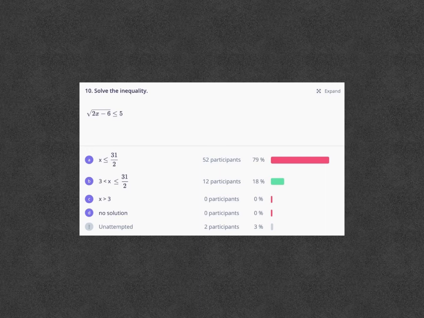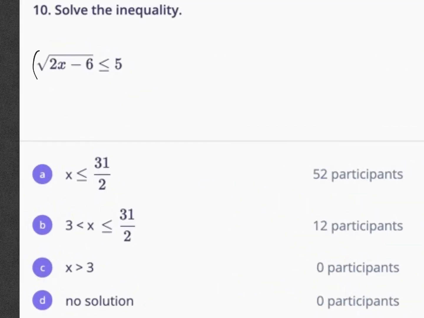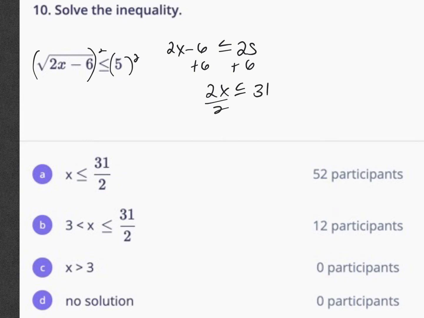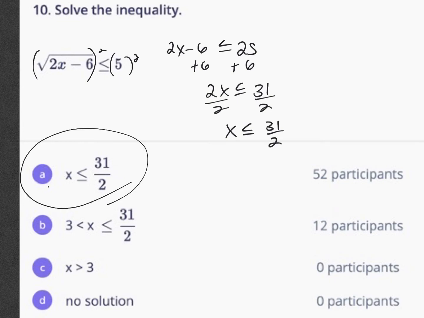So again, this was on the quizzes from last week. It says solve the inequality, and it's the square root of 2x minus 6 is less than or equal to 5. So to get rid of a square root, I would square both sides of this equation, and I get 2x minus 6 is less than or equal to 25. Add the 6. 2x less than or equal to 31, divide by 2, and I get x is less than or equal to 31 over 2, and half of you went, whoop, that's right, I circle my answer and I'm done.